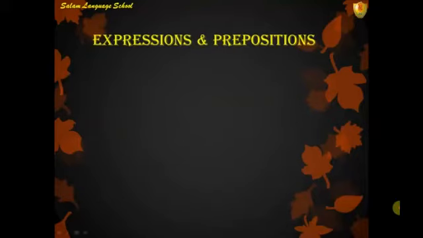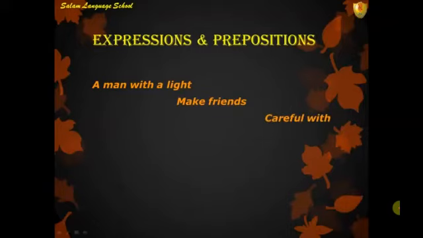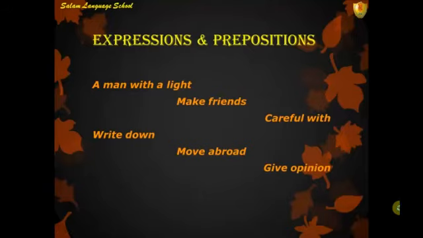Now, let's check some expressions and prepositions. The first one, a man with a light, رجل يحمل مصباح. A man with a light. The second one, make friends, يكون صداقات. Careful with, حريص على. He's careful with his money, حريص على فلوسه أو ماله. Write down, يسجل أو يدون. Please write down your name. For example, the next one, move abroad, to move overseas. Give opinion, as we said in the definition of the word review, to give your opinion about something.